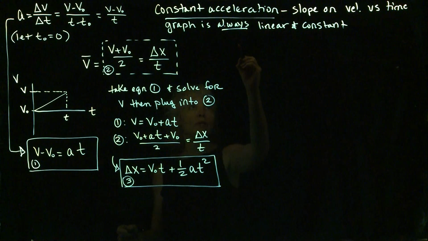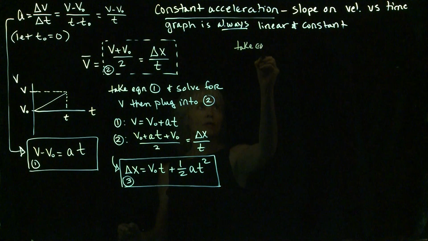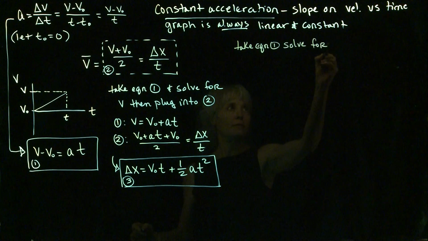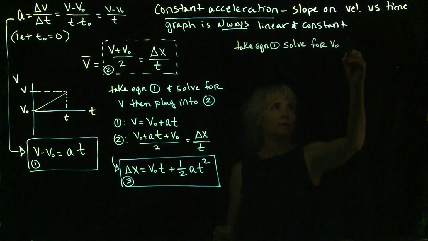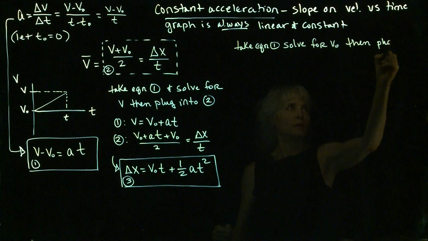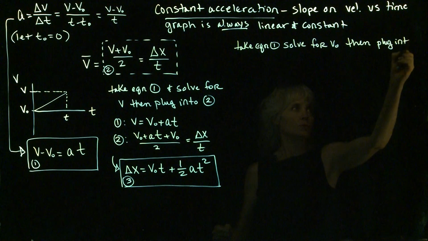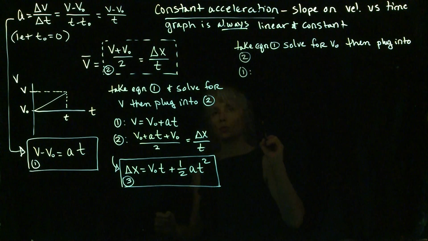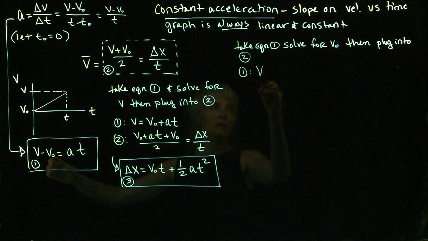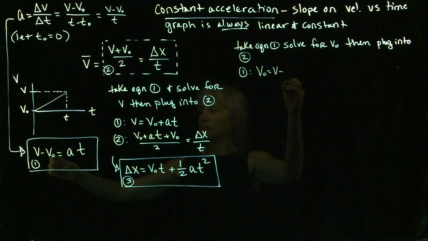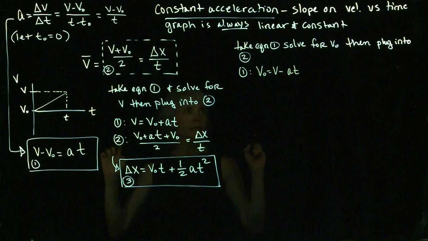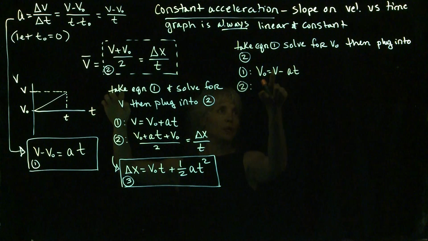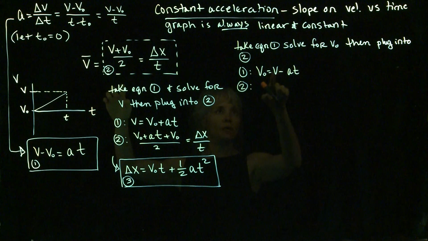So what are we going to do next? Let's take equation 1, solve for v naught, then plug into 2. Okay, so what do we get from equation 1 when we solve for v naught? V naught is going to be equal to v minus at. And now I'm going to take equation 2, and wherever I see v naught, I'm going to plug in what v naught is equal to in terms of v, a, and t.